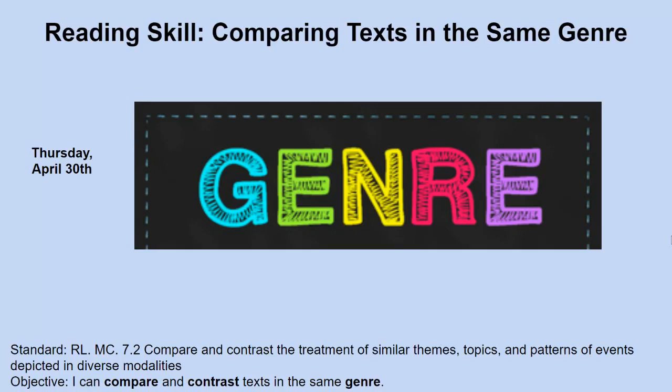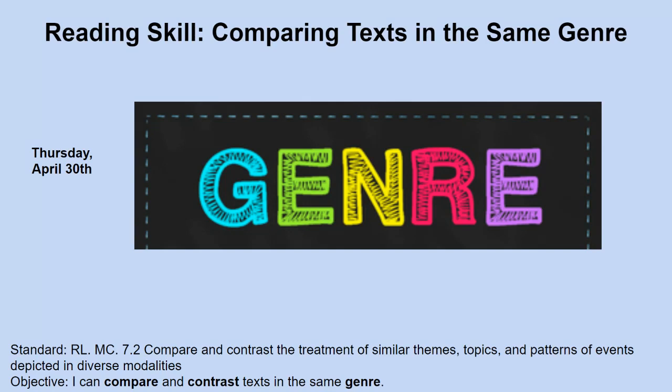Today we're going to finish our work with comparing texts in the same genre. Remember that a genre is a type of story. So we have two large genres. We have the fiction genre, which is stories that are not true. These are made-up stories. And we have our nonfiction genre, which are texts that are true, typically your informational texts.